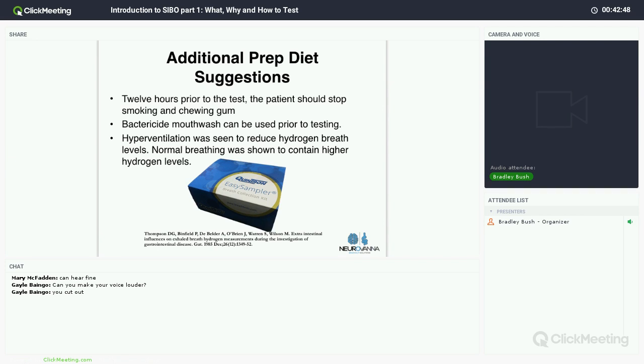Bactericide mouthwash can be used in the testing, and actually killing off a little bit of bacteria in the mouth sometimes can lead to a lower baseline measurement, because sometimes the bacteria is actually just fermenting some sugars left over in your mouth and can lead to a little elevation. So that's perfectly fine. And hyperventilation has been seen to reduce hydrogen breath levels.